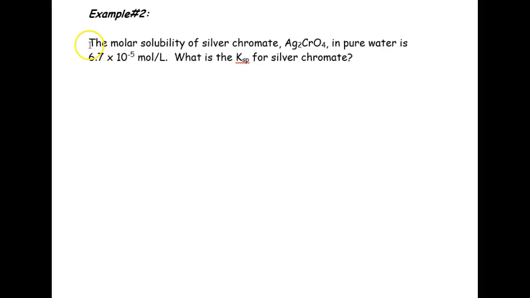So let's read it. The molar solubility of silver chromate, here's our formula, in pure water is 6.7 times 10 to the negative 5 moles per liter. So what that means is that if I had a liter of solution, 6.7 times 10 to the negative 5 moles of silver chromate, this guy, would be able to dissolve. So that's how many moles of that solid would dissolve. And so the question now goes on to say, what is the Ksp for silver chromate?